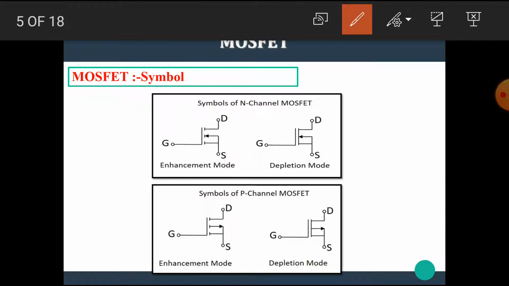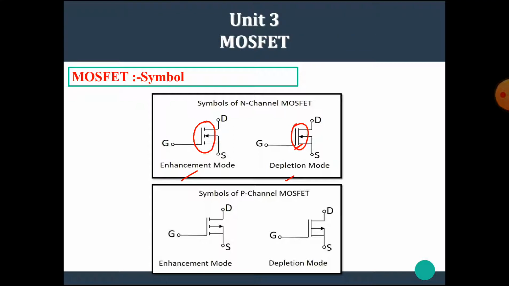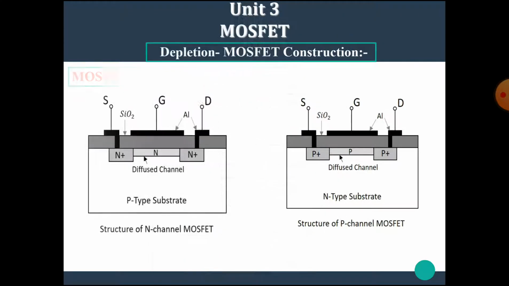And the difference between enhancement mode and depletion mode is that in depletion mode the drain and source are connected with solid lines to each other. It represents that the channel is physically present, whereas in enhancement mode the drain and source are connected with dotted lines to each other. This shows that the drain and source are not connected physically through a channel. I hope you all get the basic difference between the symbols of the MOSFET.